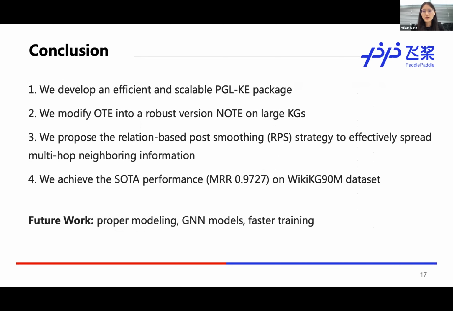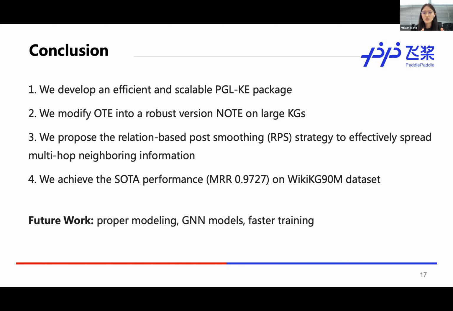And our contributions can be summarized as follows. First, we develop an efficient and scalable PGRK package, which can support large-scale knowledge graph embedding. And second, we modify the OTE model into a robust version for large-scale knowledge graphs, named Node. And third, we propose the relational post-smoothing strategy, which can effectively spread multi-hop neighboring information without external parameters. And last, we achieve SOTA performance on the WikiKG 90M dataset.